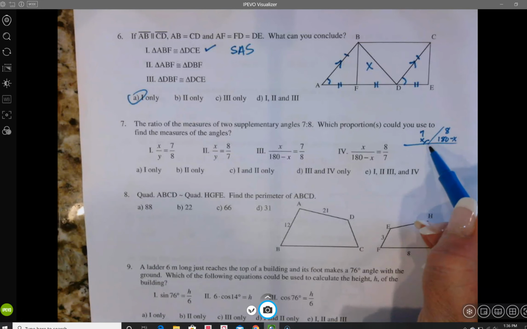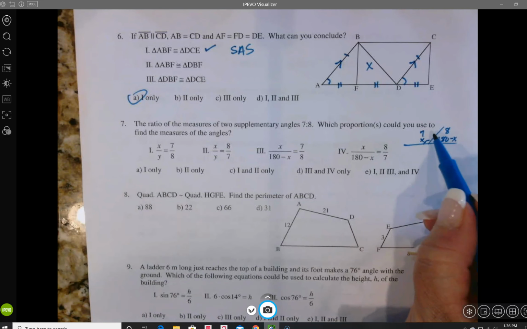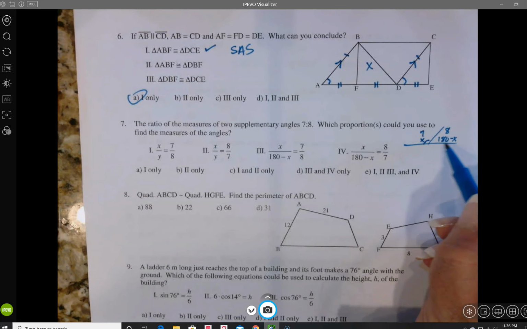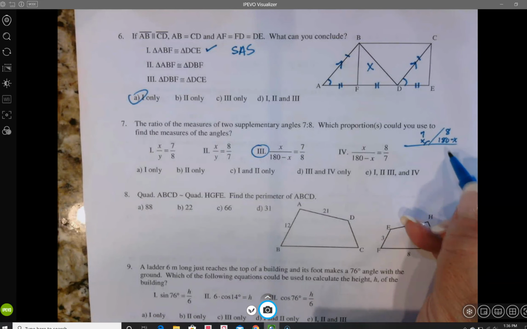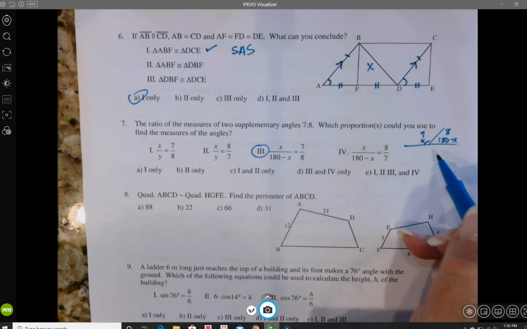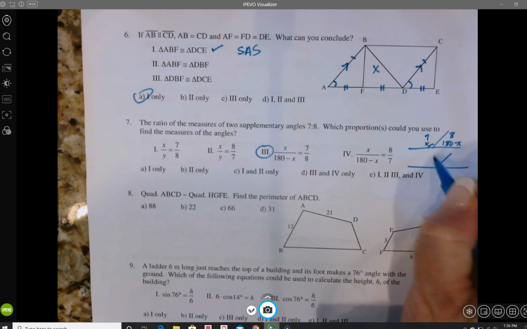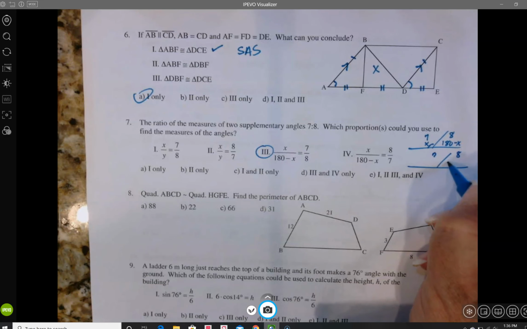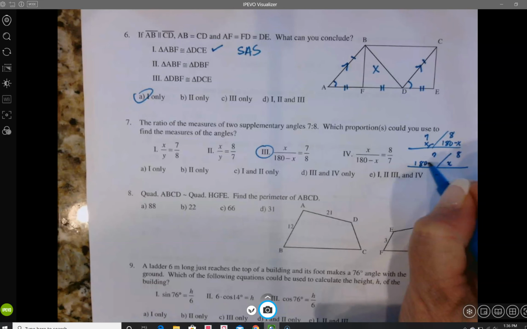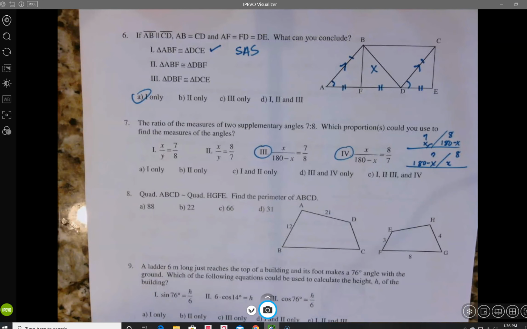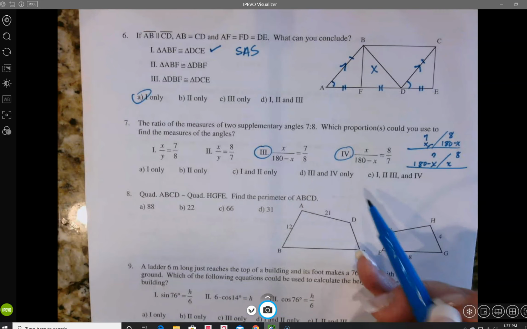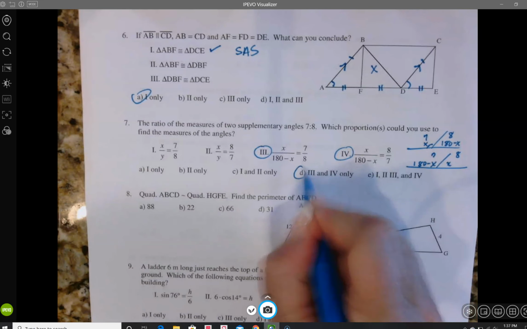So if I set up my proportion, I'm going to compare the 7 to the 8, and then the x goes with the 180 minus x. So that's number 3. Now, if I had drawn my diagram differently, I put my 7 and my 8 there, but if I just said this angle was x and this one was 180 minus x, then I could compare 8 to 7 and x to 180 minus x. I could do 3 and 4 also. So that is choice D.